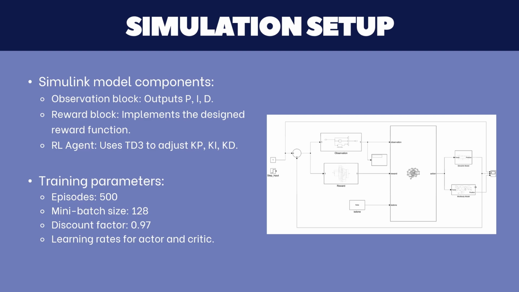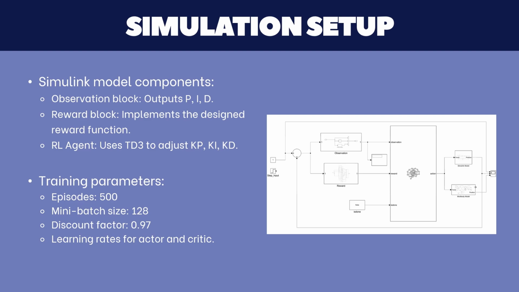This block provides feedback to the TD3 agent by outputting the PID parameters KP, KI, KD. Second is the reward block. The reward function incentivizes the agent to minimize overshoot and stabilize at the target. Positive rewards are given for staying close to the set point, while overshooting or undershooting results in penalties.